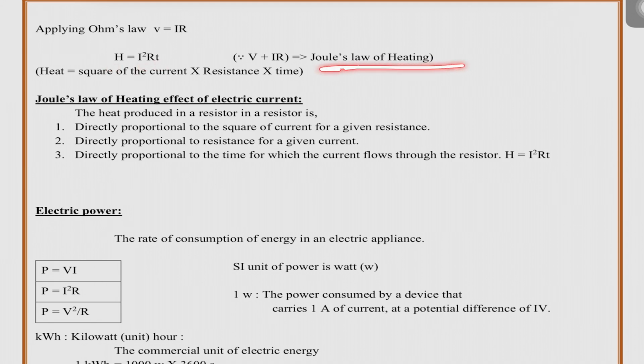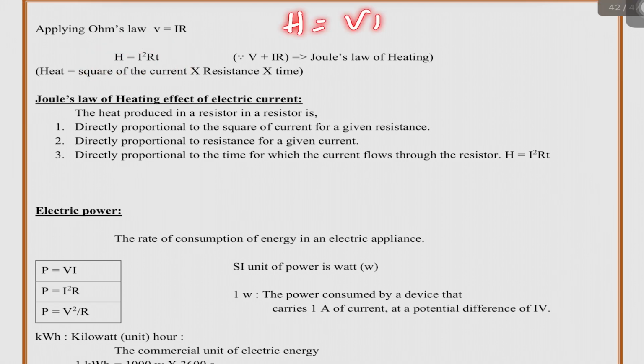Joule's law of heating: we know that the amount of current flowing through the conductor is going to give a heating effect, which is equal to the square of the current multiplied by the resistance of the conductor and the time during which that current is going to flow through. This relation, we call it Joule's law of heating. Many equipments work on this.